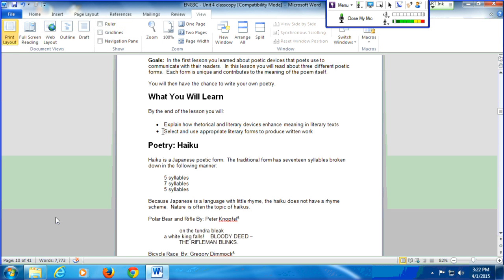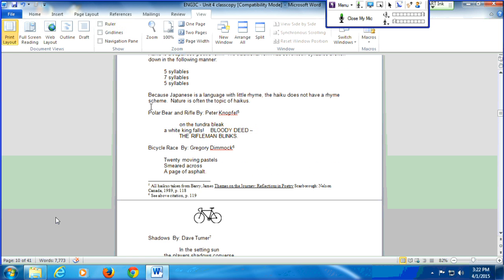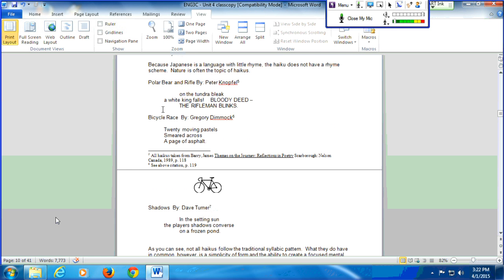So we have here our first one, and we have three total. The first one says, on a tundra bleak, a white king falls. Bloody deed, the rifleman blinks. Using the title as well as what happened in the novel, we know that this is about a hunter shooting a polar bear. We want to count the syllables. On a tundra bleak.